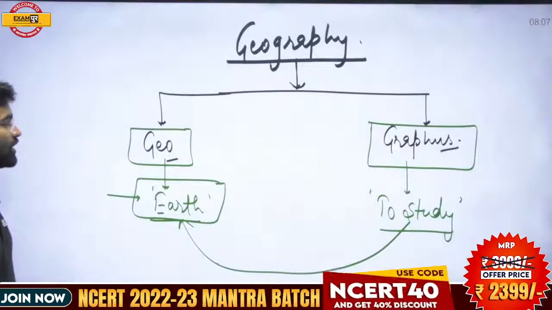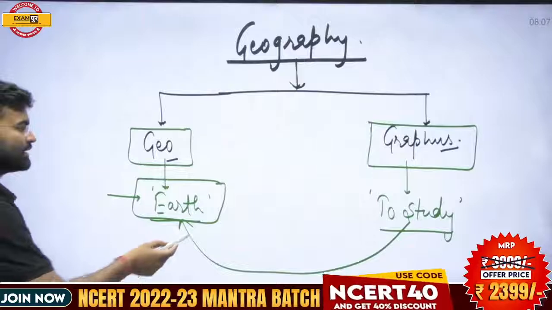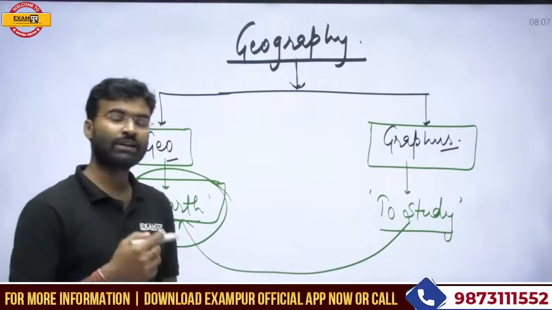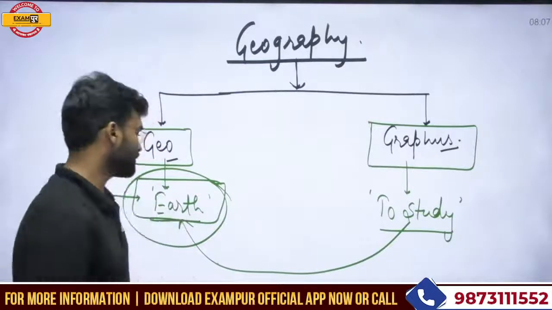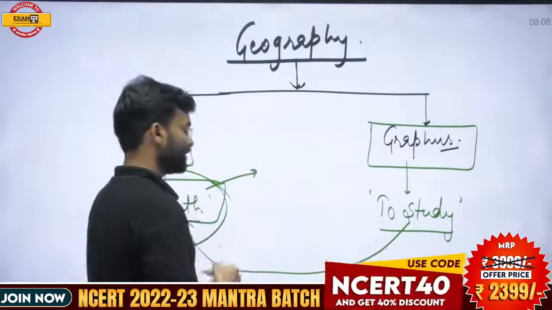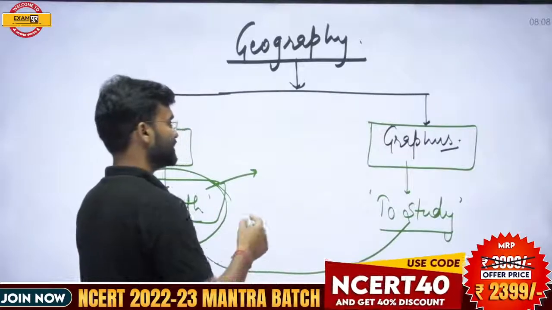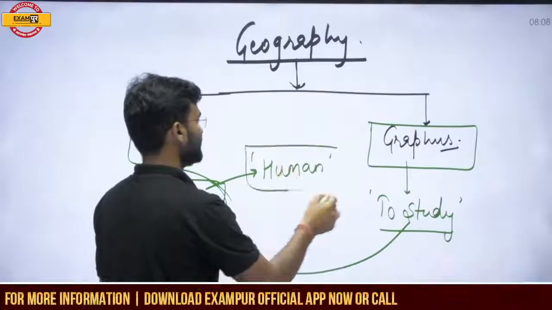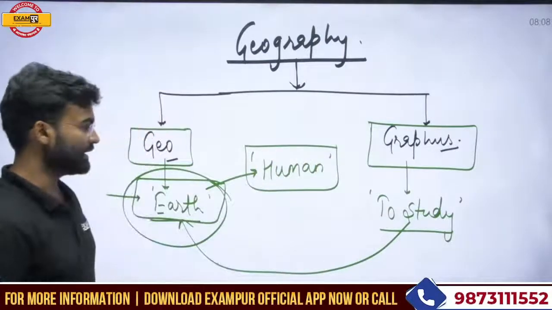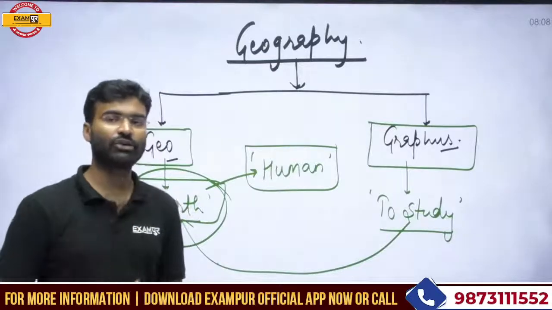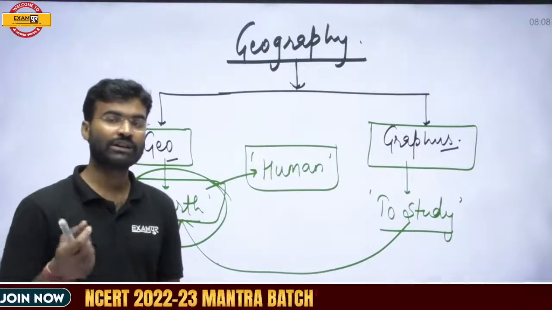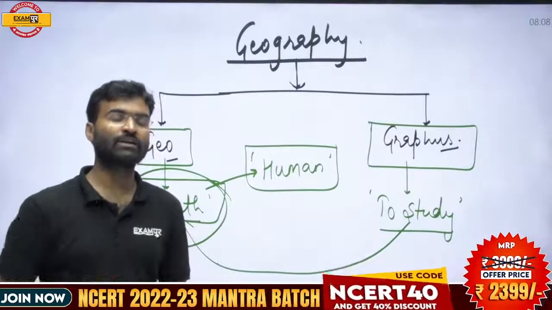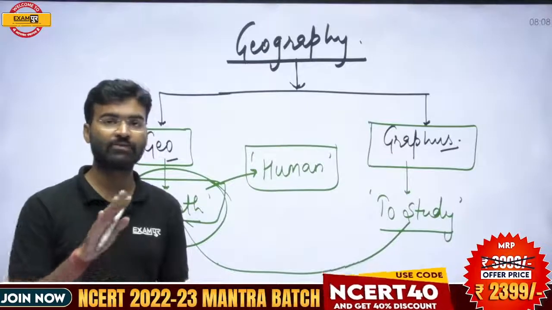Okay, so this is the important thing: what things we should study on the earth in geography. The things which have consequences, or the things which are related to human beings, are studied under the geography subject. The things which do not have any impact on human beings directly or indirectly, or which are not impacted by human beings directly or indirectly, are never included in the geography subject.